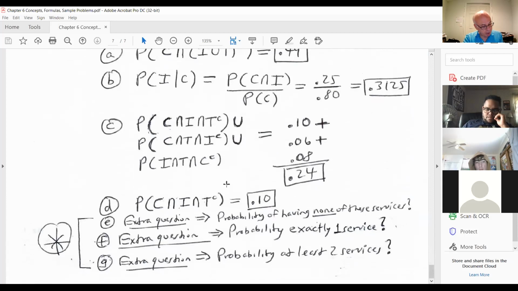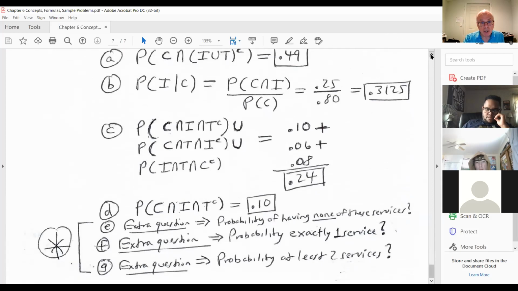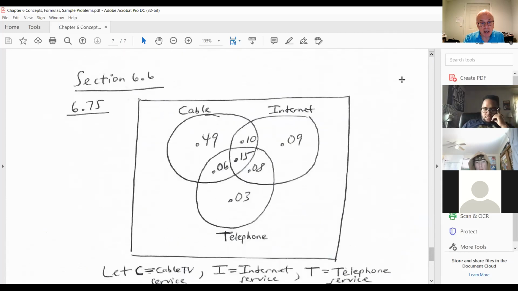Part D says, what's the probability of internet and cable TV only? Well, that was just one of those 3 that we just counted, right? Internet and cable TV only. And obviously, it's this one right here, 0.10. That's the one that's one of the 3 that you added together in part C.